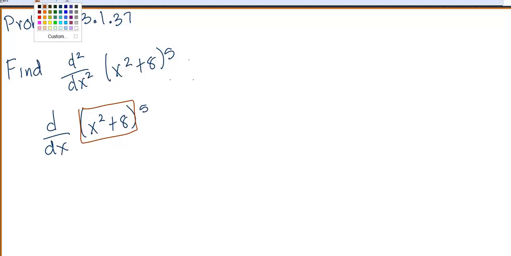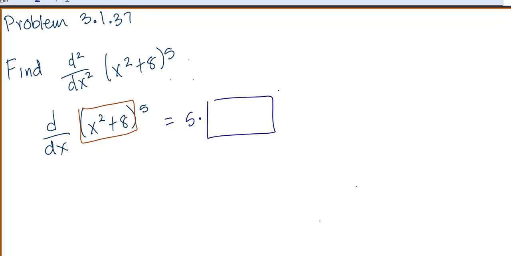So when I find my derivative, I take the derivative of the box, or the derivative of the outside. So it's going to be 5 times anything that's inside the box raised to the power of 4, because I dropped the power by 1. And what was inside the box was x squared plus 8.